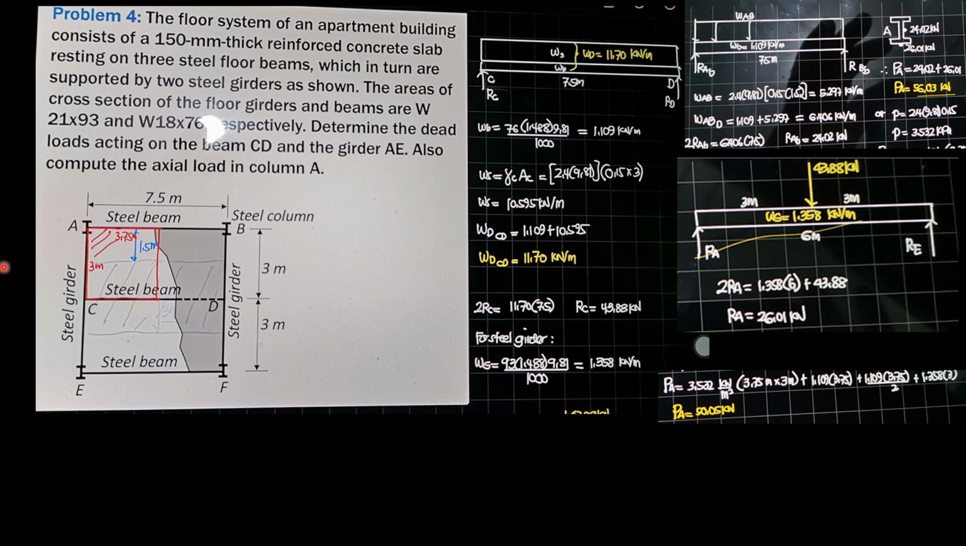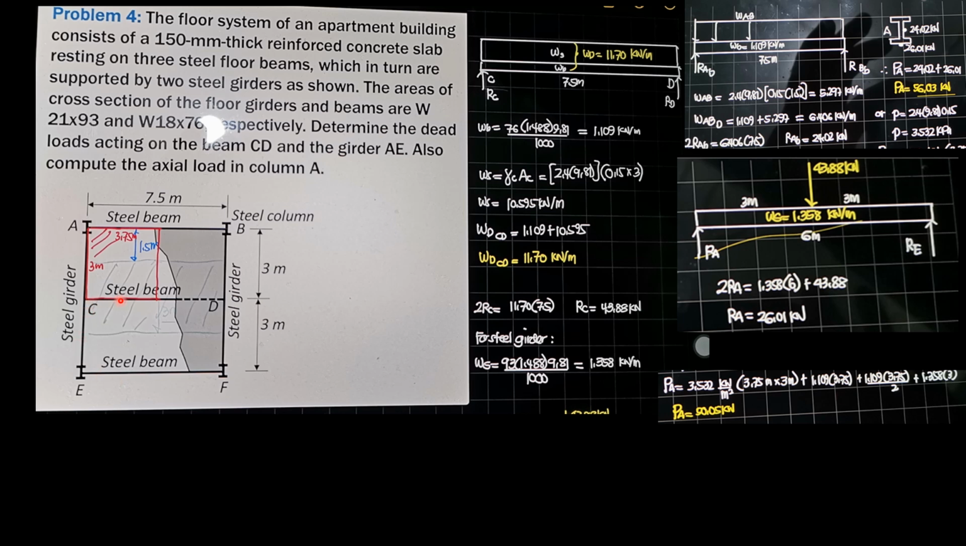Having known this pressure, we also consider the weights of steel beam inside this boundary and the girder. So the pressure 3.532 kilonewtons per square meter, the tributary area is 3.75 by 3. So this is the weight of uniform slab transmitted to column A. Then we have steel beam here of length 3.75, which will be transmitted there because the other half goes to B, and the uniform weight of steel beam is 1.109 times length 3.75.